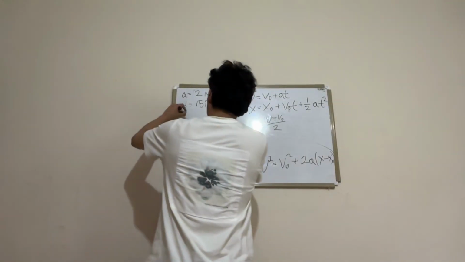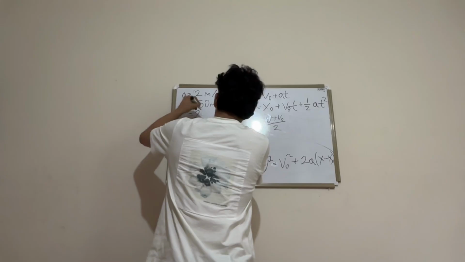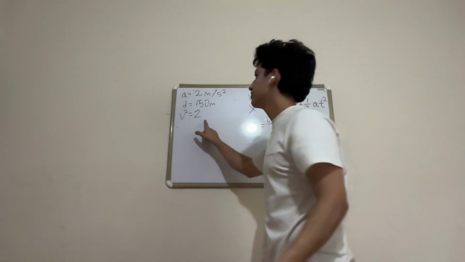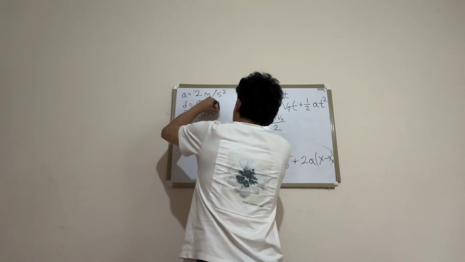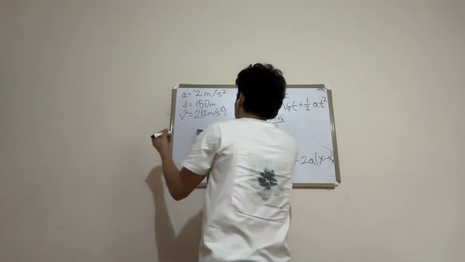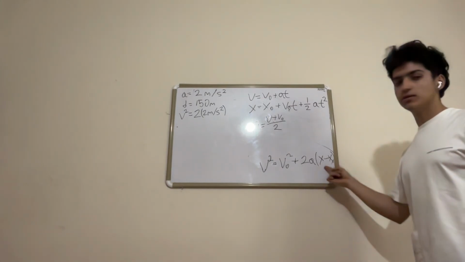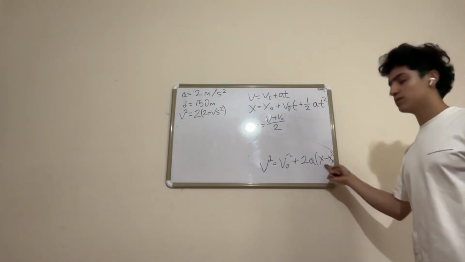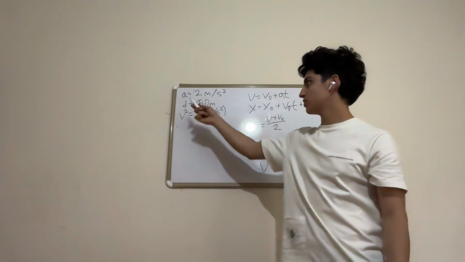So we have 2 times the constant acceleration, which in this case is 2 meters per second squared, and then that's times this. This is basically delta, the change in position. That's basically this, right? The distance.